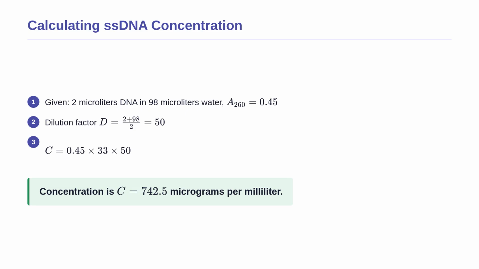First, we calculate the dilution factor by dividing the total volume of 100 by the sample volume of 2, giving us 50. Next, we multiply the absorbance of 0.45 by the constant 33, and then by our dilution factor of 50. The final answer is 742.5 micrograms per milliliter. Physically, this high concentration means we have successfully generated enough pure single-stranded material to proceed with complex downstream sequencing.